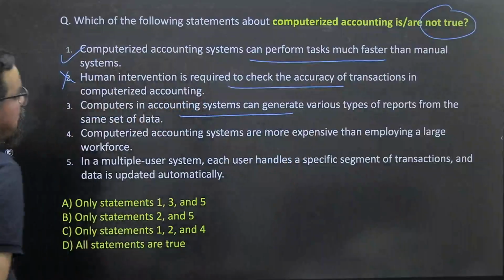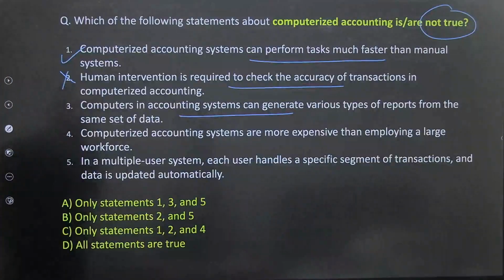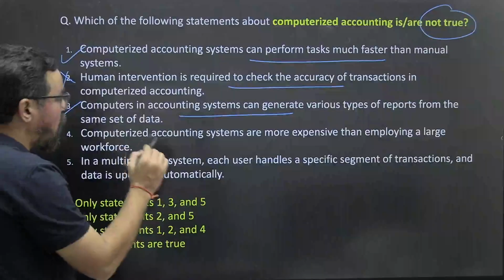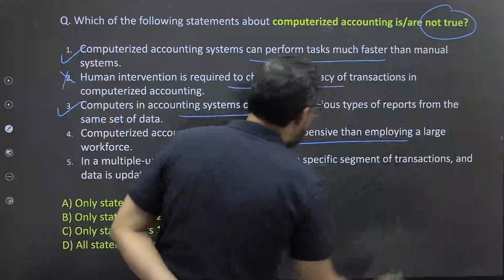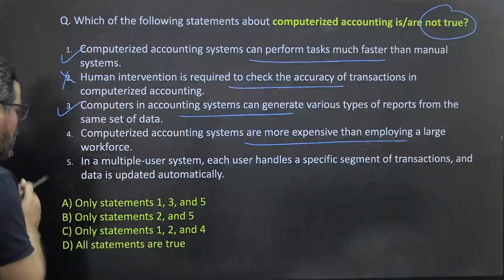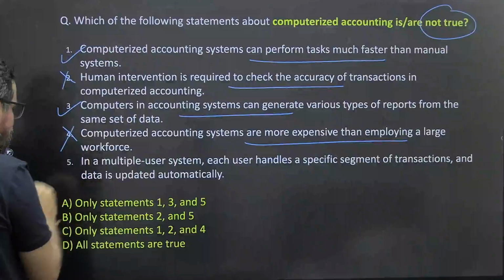Computers in accounting system can generate various type of reports from the same set of data. Yes, 100% true. They can. Computerized accounting system are more expensive than a large workforce. Just make this statement wrong.